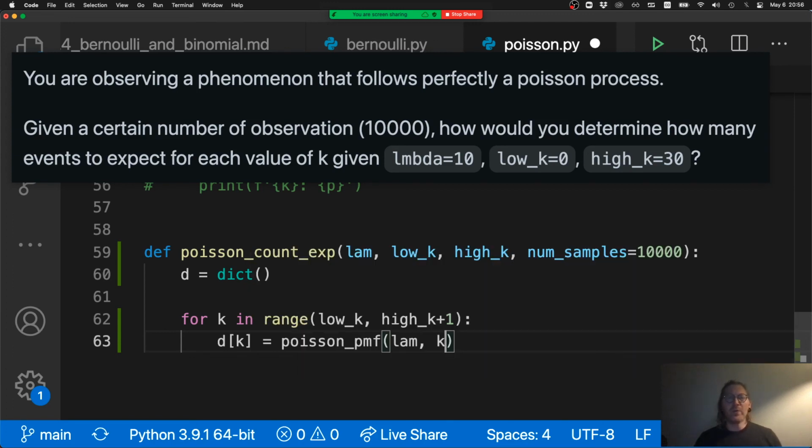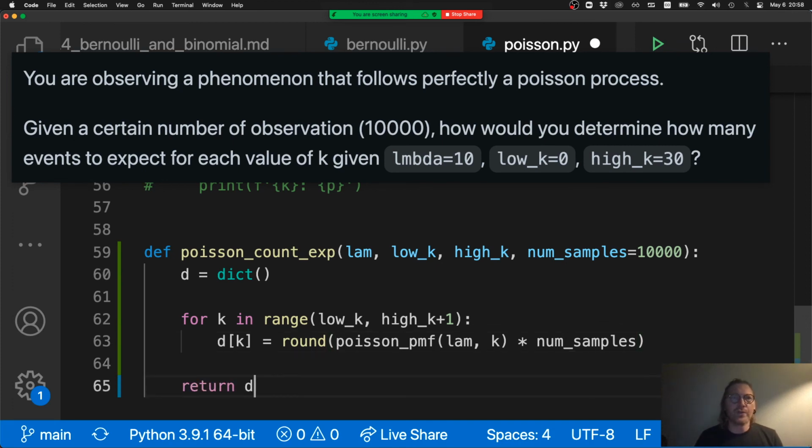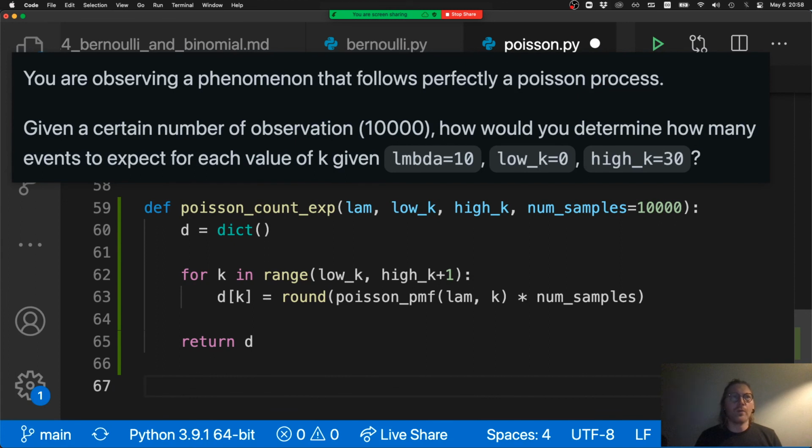Now, if we want to transform this into counts from probabilities, well, probability is what we expect. If we take a probability and multiply it by a number of occurrences, then that should give us a count. So we can just take this and multiply it by the number of samples, like so. And I'm going to round this because we are considering the count of things. And then we'll return the dictionary. Okay, so D is going to get this expected number of counts.